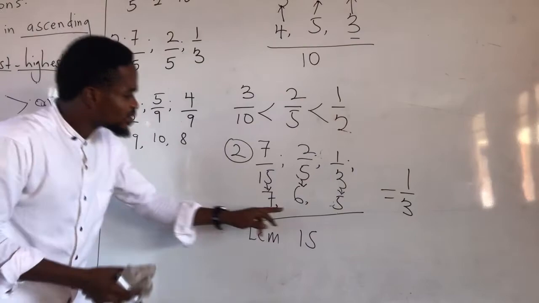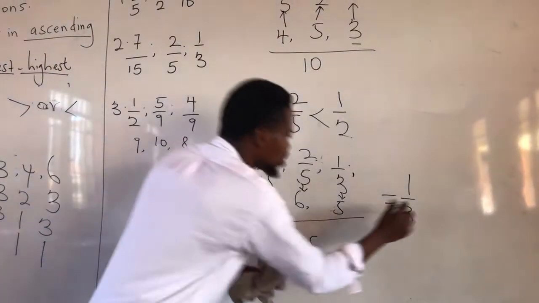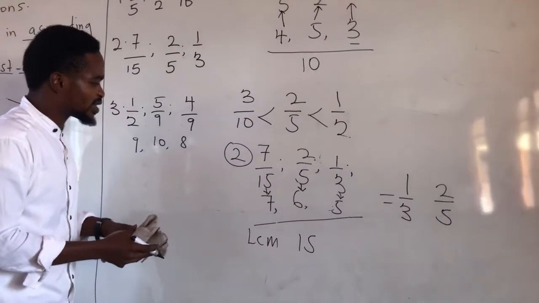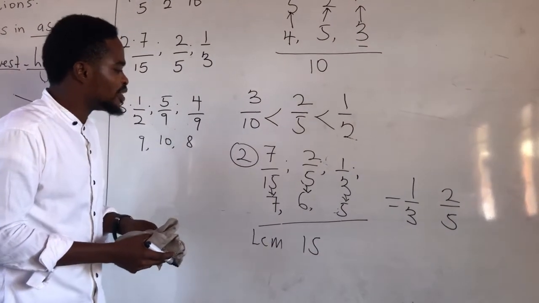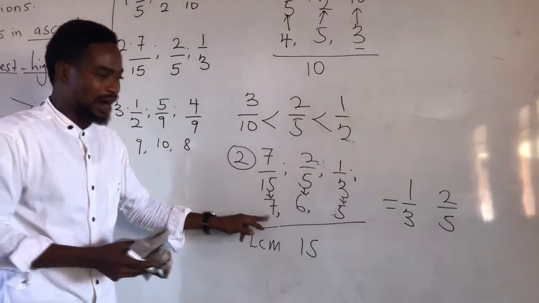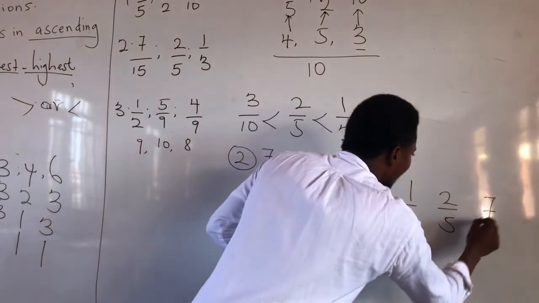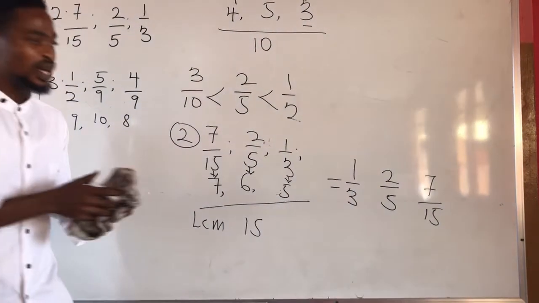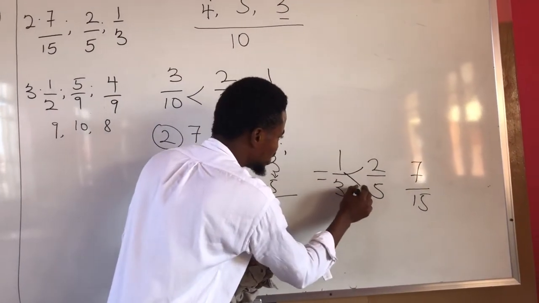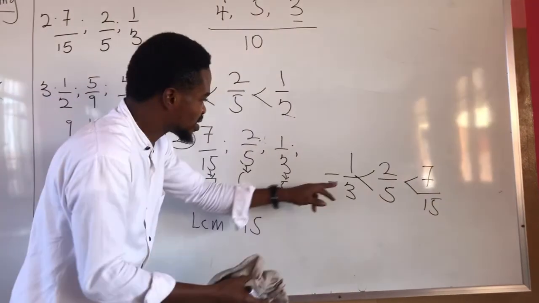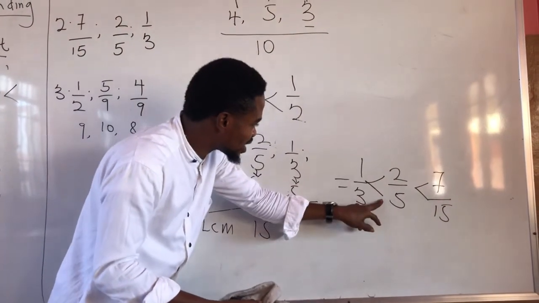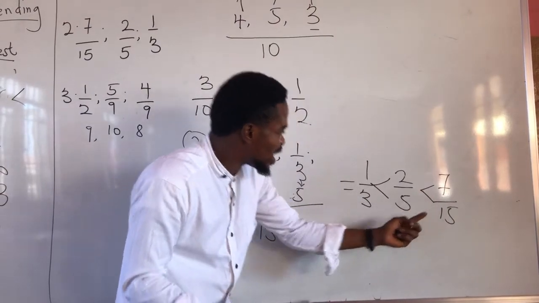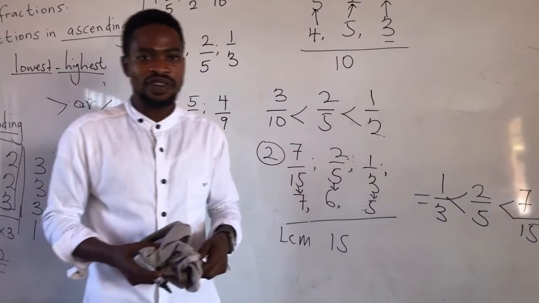Followed by what? 6, which is 2 out of 5. Then followed by what? 7 out of 15 with the highest mark. So I come here, 7 out of 15. So I am going to use the less than, which means 1 out of 3 is less than 2 out of 5, and 2 out of 5 is less than 7 out of 15.